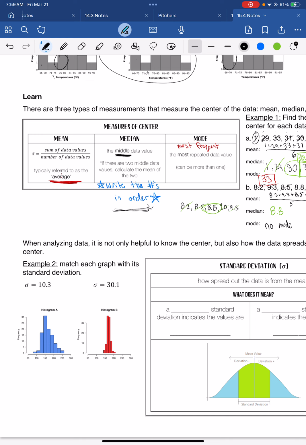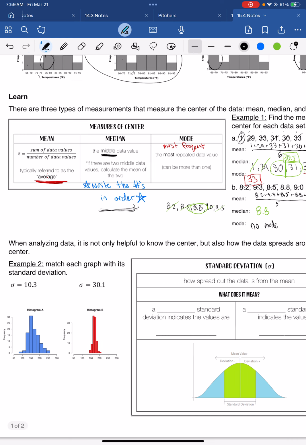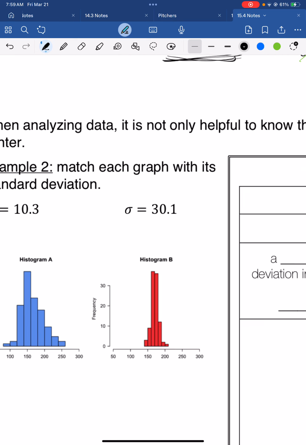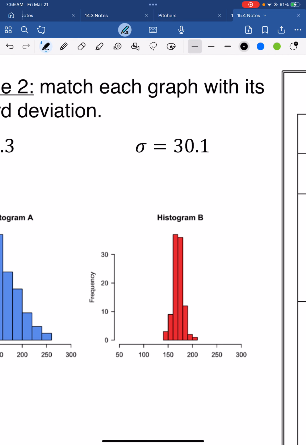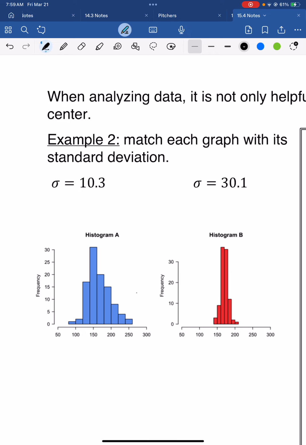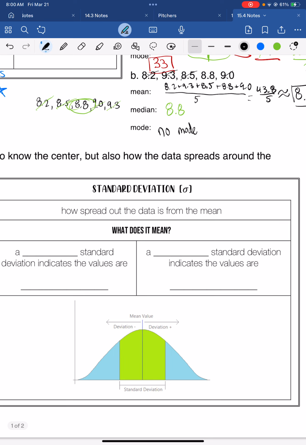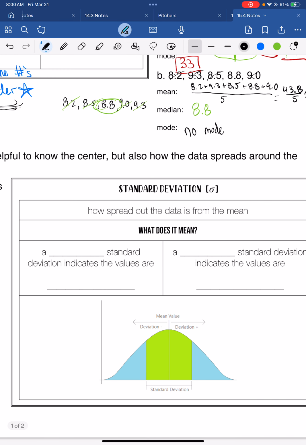Okay, so it says when analyzing data, it is not only helpful to know the center, but also how the data spreads out around the center. So it's kind of asking, in this case, is your data all kind of near the middle right here, or is it much more spread out a little more evenly? Okay, so what we have is standard deviation. What standard deviation is, it has like a little sigma there. It's how spread out the data is. Okay, is it close to the center?